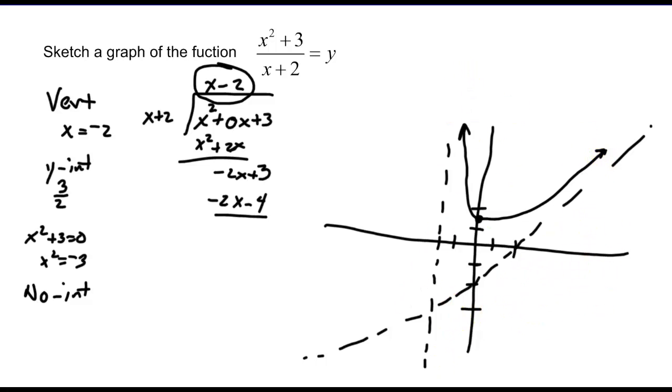Wouldn't pass a vertical line test. And then over on this side, since there's no x-intercepts, I know it has to exist down here because it's never going to cross that line.